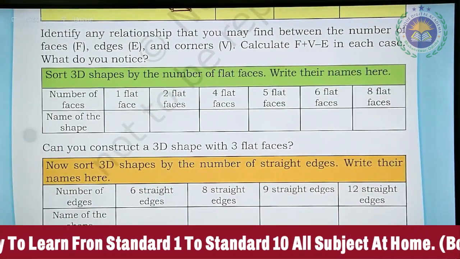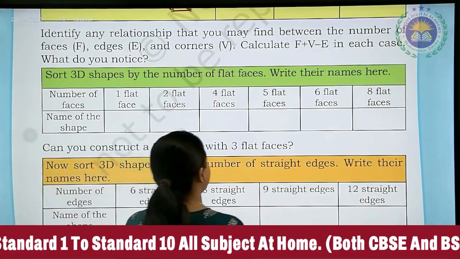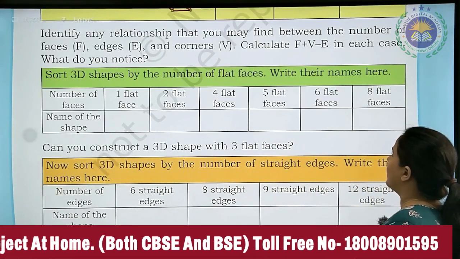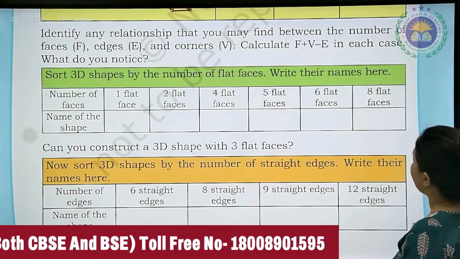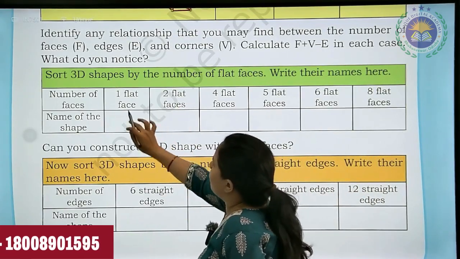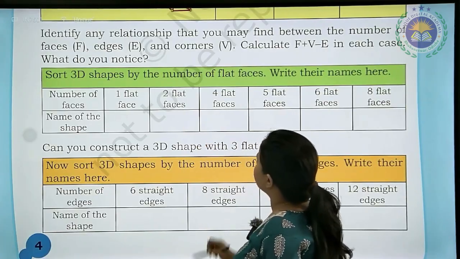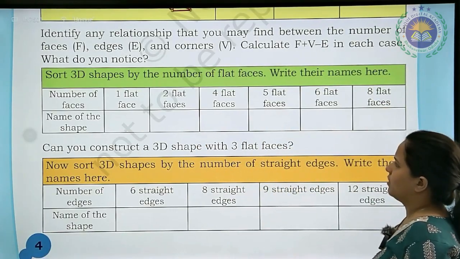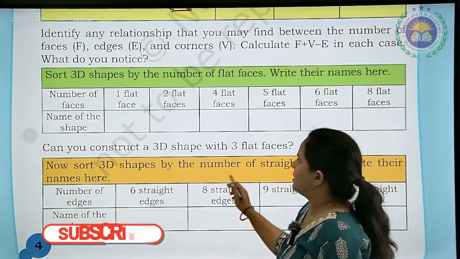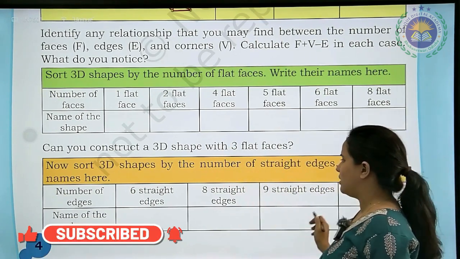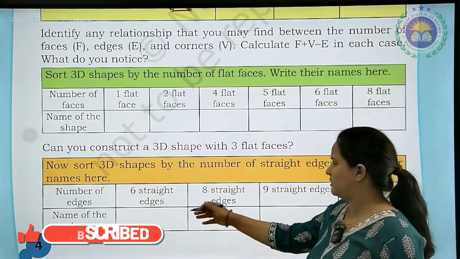Identify any relationship that you may find between the number of faces, edges and corners. Calculate F plus V minus E in each case. Here are the 3D shapes: 1 flat face, 2 flat faces, 3, 4, 5, 6 and 8. Now, these are the 3D shapes, short, and here are also the 3D shapes but with the edges.